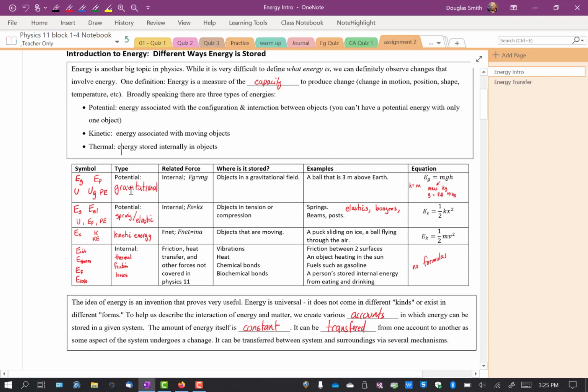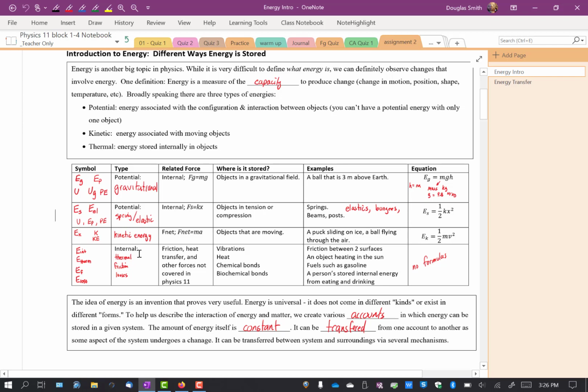Potential energy, there's two kinds we'll deal with, gravitational and elastic. Gravitational energy is the energy from the force of gravity acting between two objects, and elastic energy is a result of a spring force acting between two objects. Kinetic energy, again, that's just any object that's moving will have kinetic energy.